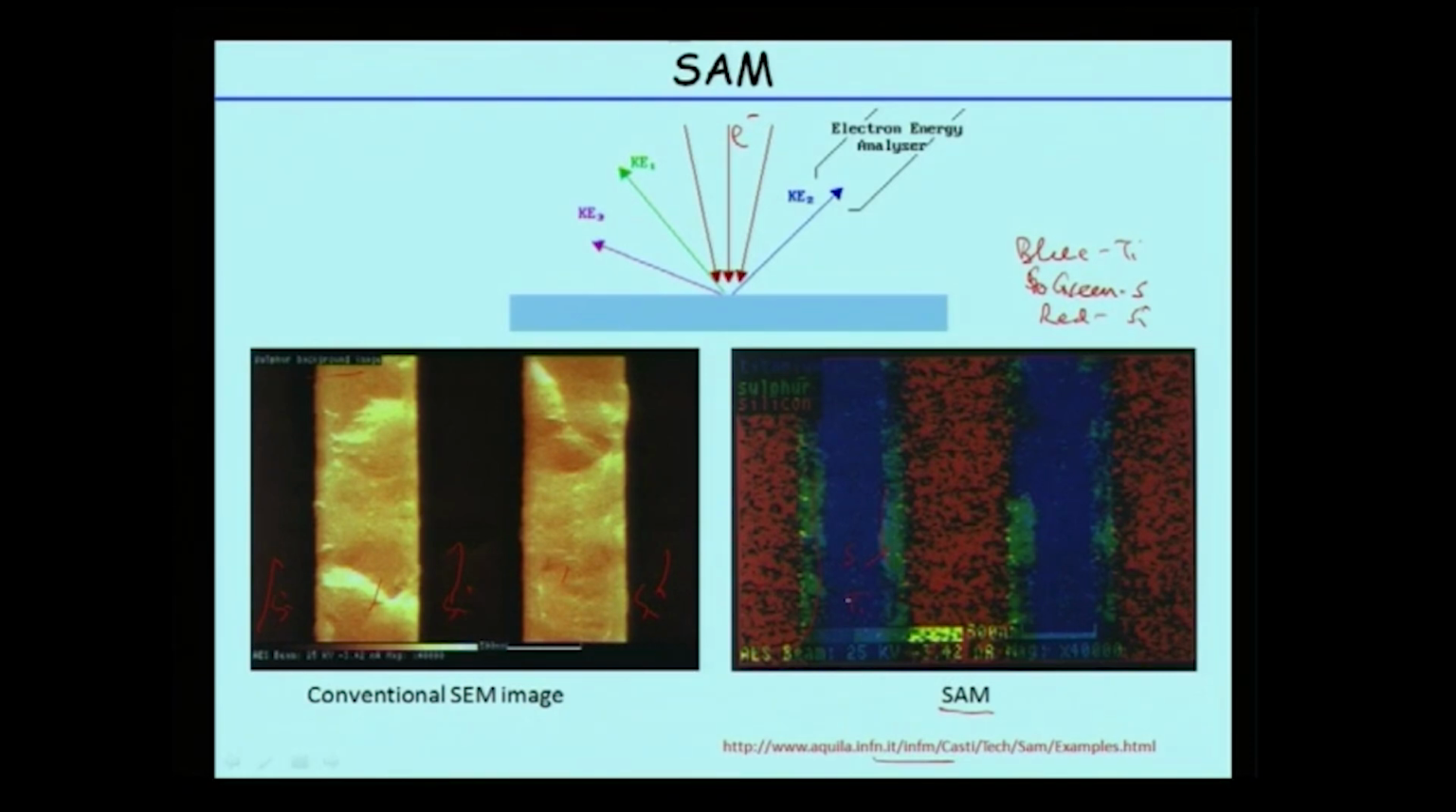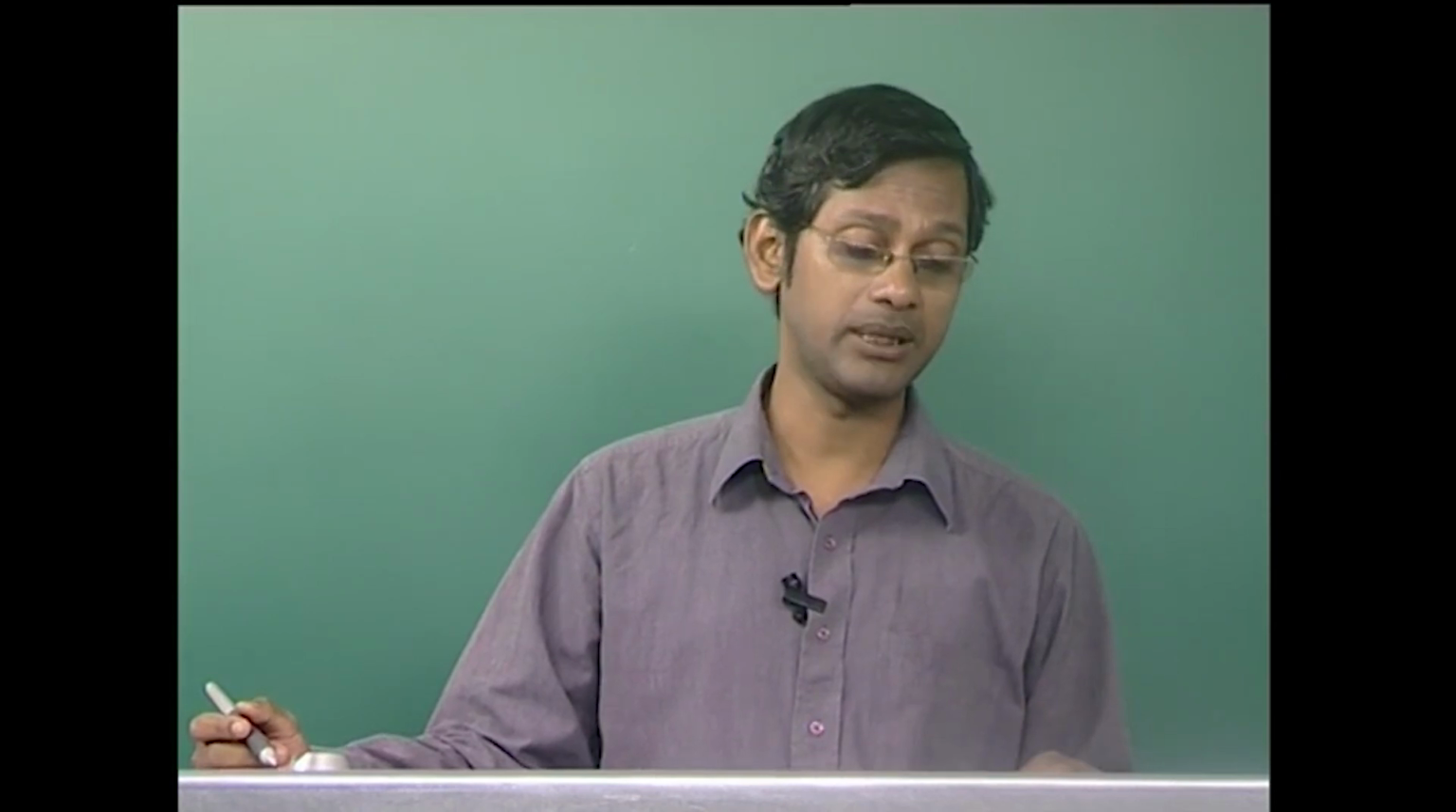That is the difference one can clearly see when you use scanning Auger microscopy, which is much more sensitive than the EDS analysis, energy dispersive spectroscopy analysis, in the scanning electron microscope.